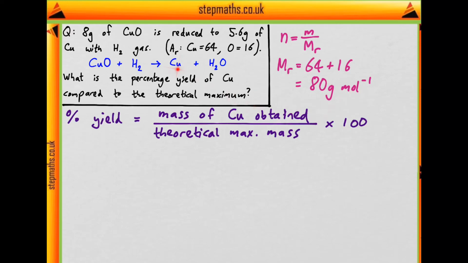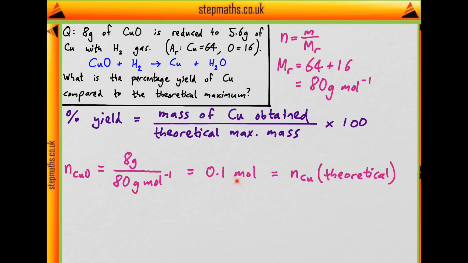So we have our mass, and we have our relative molecular mass. So how many moles is that? Let's put the numbers into this equation. We get 8 grams over 80 grams per mole, which is 0.1 moles of copper oxide. So if we have this many moles of copper oxide, then theoretically, how many moles of copper will this produce? Well, it's a 1-to-1 reacting ratio, so this will also be how many moles we should produce of copper.